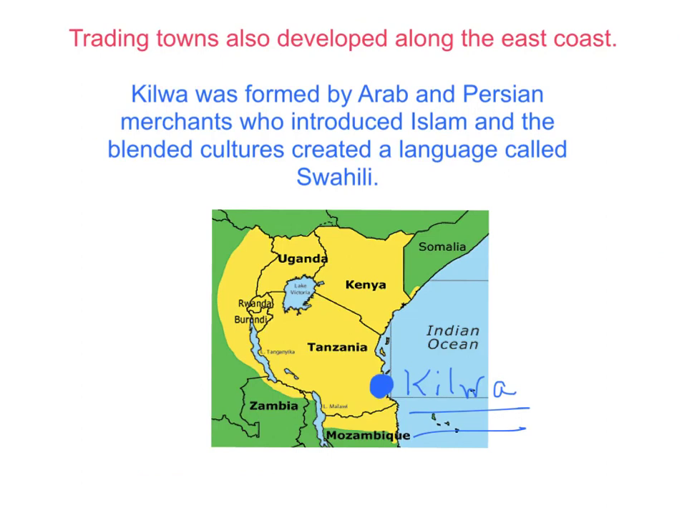When these merchants came to Kilwa, not only were they trading their goods, but they were also introducing Islam to the people in Kilwa. So when the Africans and these Arab merchants were trading with each other, it started a blended culture. This blended culture will eventually create a language that is now spoken often in East Africa called Swahili.